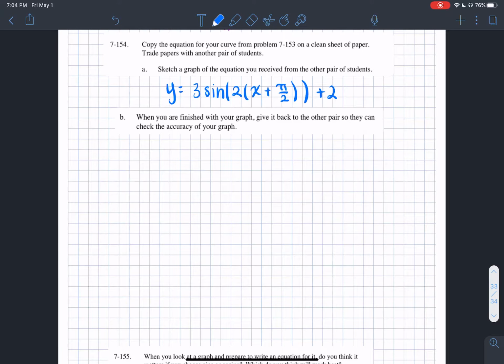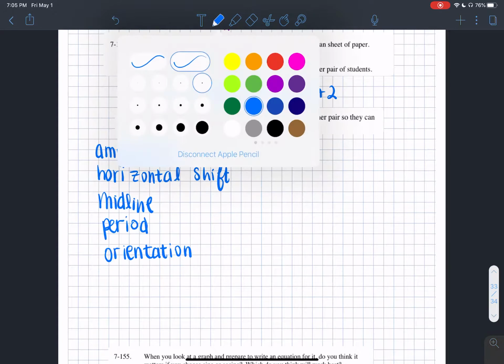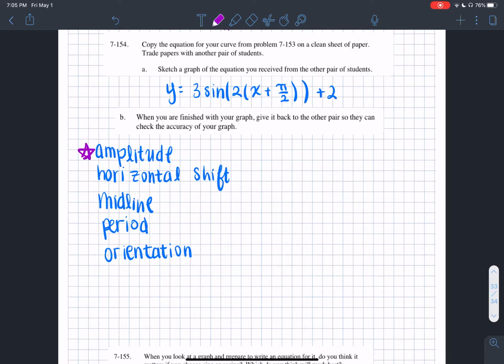Now that you've graphed, I want you to tell me what the amplitude is, what the horizontal shift is, the midline, the period, and the orientation. So let's start by writing down what the amplitude is. Pause the video now to write down the amplitude.